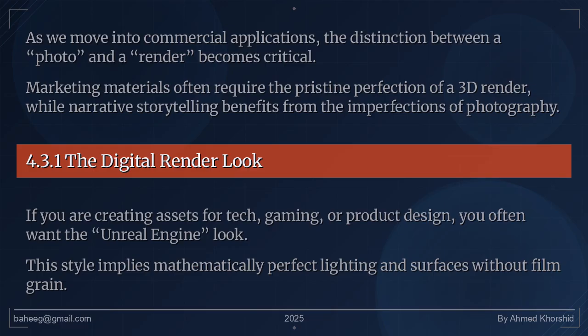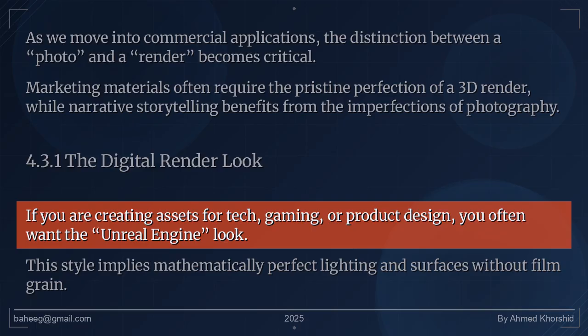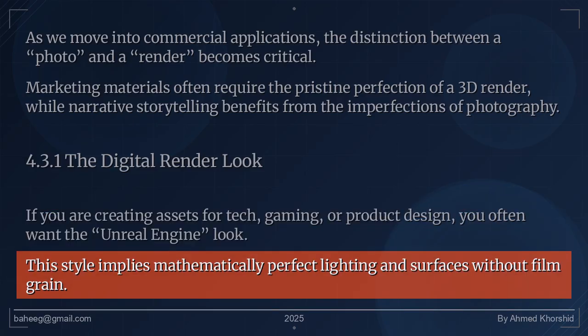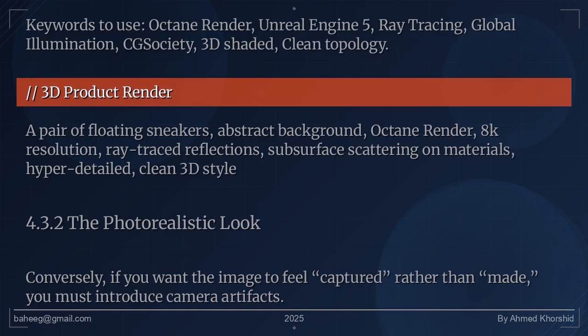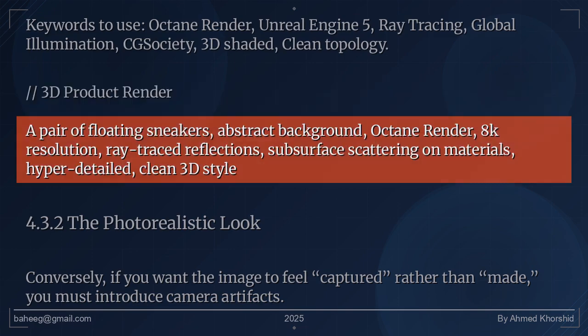4.3.1 The digital render look. If you are creating assets for tech, gaming, or product design, you often want the Unreal Engine look. This style implies mathematically perfect lighting and surfaces without film grain. Keywords to use: Octane Render, Unreal Engine 5, Ray Tracing, Global Illumination, CG Society, 3D Shaded, Clean Topology. 3D Product Render. A pair of floating sneakers, abstract background, Octane Render, 8K resolution, ray-traced reflections, subsurface scattering on materials, hyper-detailed, clean 3D style.